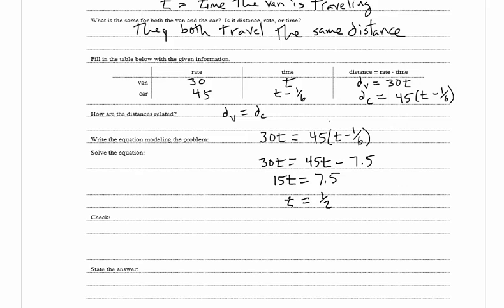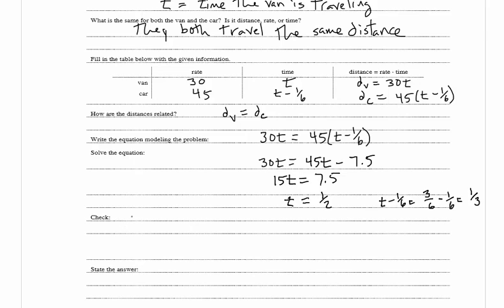So it takes a half hour of the van traveling for the car to catch them. And then if we want to find out how much time it took the car, we could say that it was modeled by t minus 1/6, or 1/2, which I could write as 3/6 minus 1/6, which is equal to 2/6 or 1/3. So it takes the car 1/3 of an hour to catch the van.